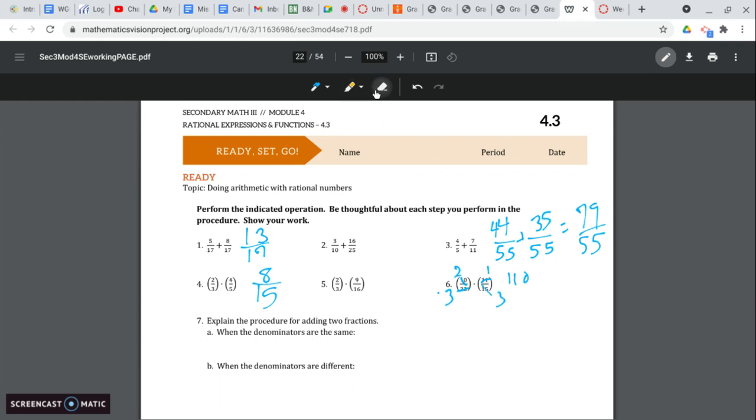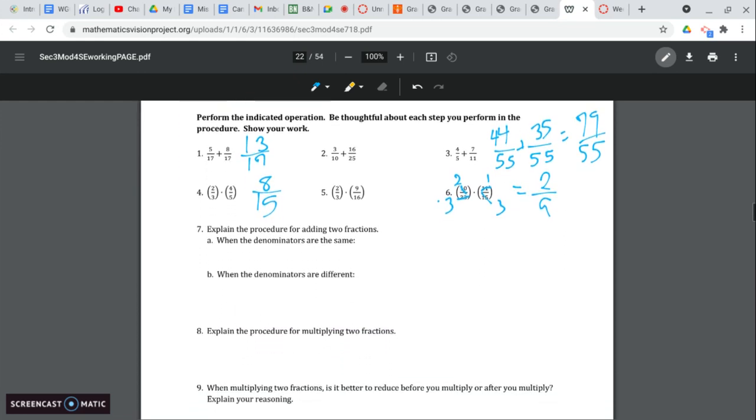So this makes it a lot easier and much smaller to deal with, rather than having to take 10 times 11 and 33 times 15. Those would get to be some very large numbers. So now it's just 2 times 1 is 2 over 3 times 3 is 9. So 2 9ths instead. Makes it a lot easier.